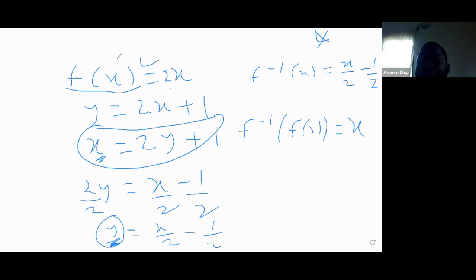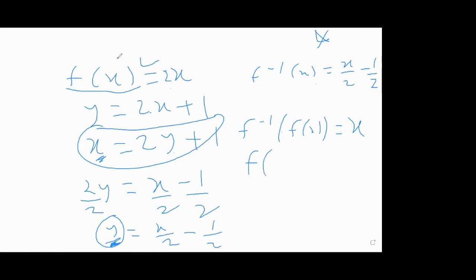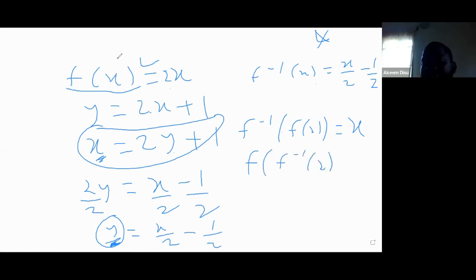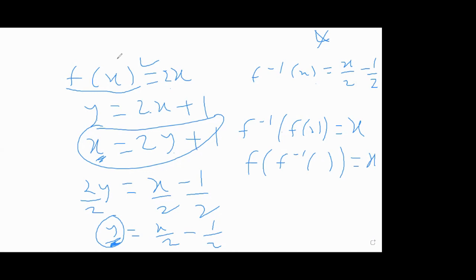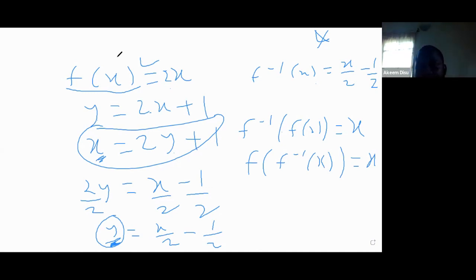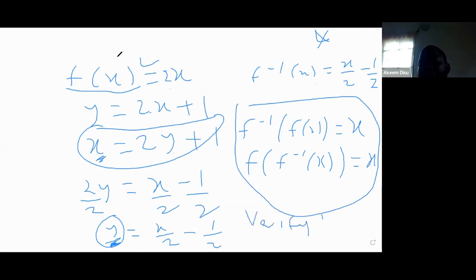Okay. Let's see what we have. Let's try to solve what we have. We can also have another way. We can say f of f inverse of x must give us x. Those are the two ways we can check whether our solution is correct or wrong. This is how we verify the inverse of a function. Let's try to put the two in place and see how we get x.